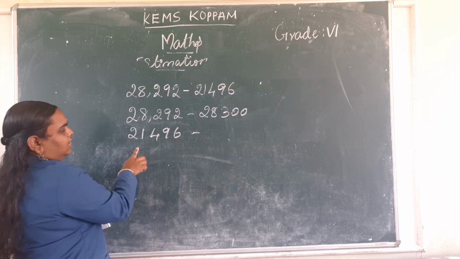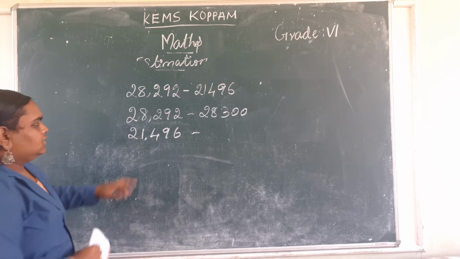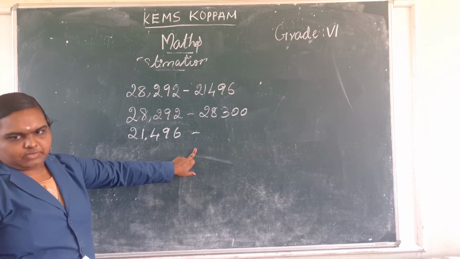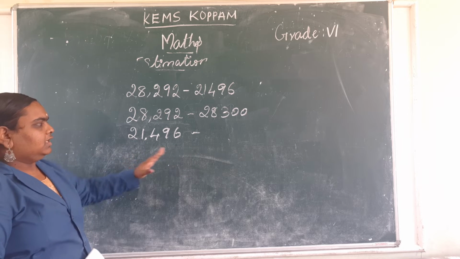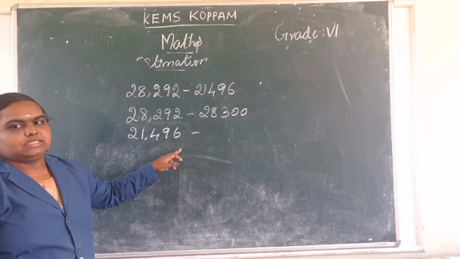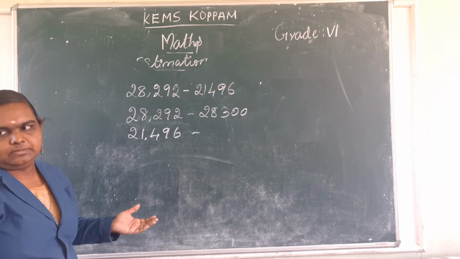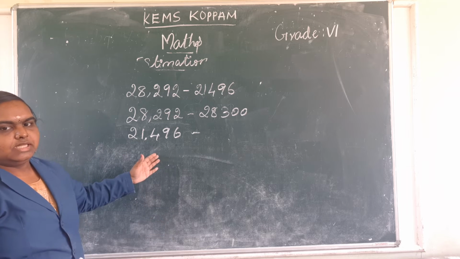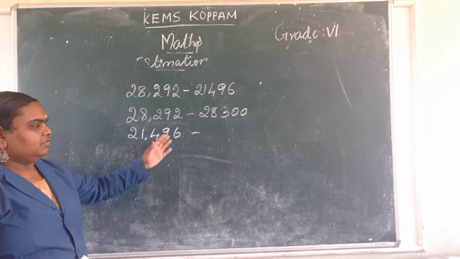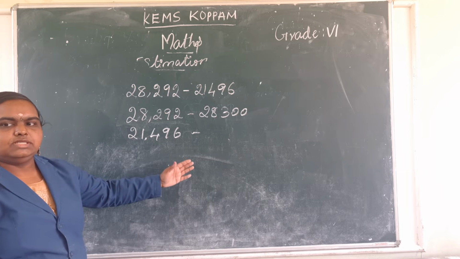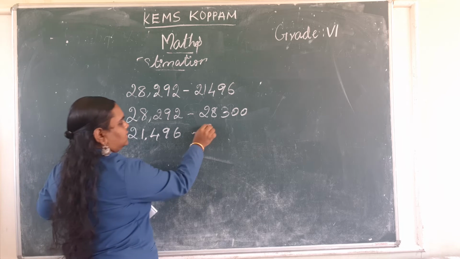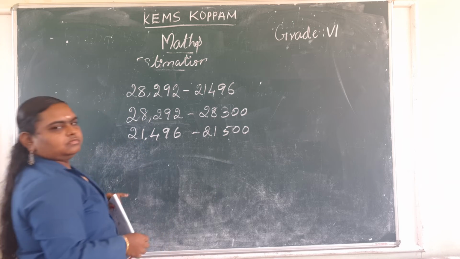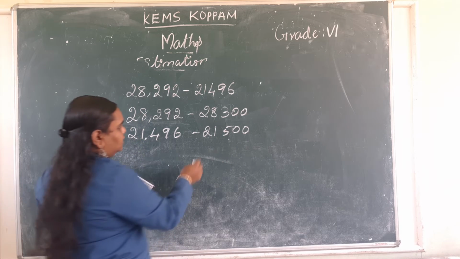Next number is 21,496. This is in between 400 and 500. 496 is above 450, and above 450 means you can take the maximum number, the largest number. The maximum value is 500, so I am writing 21,500. Okay. Is it clear now?